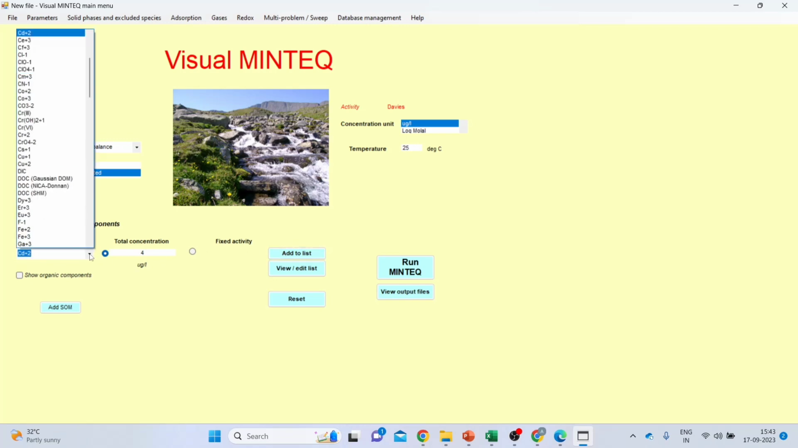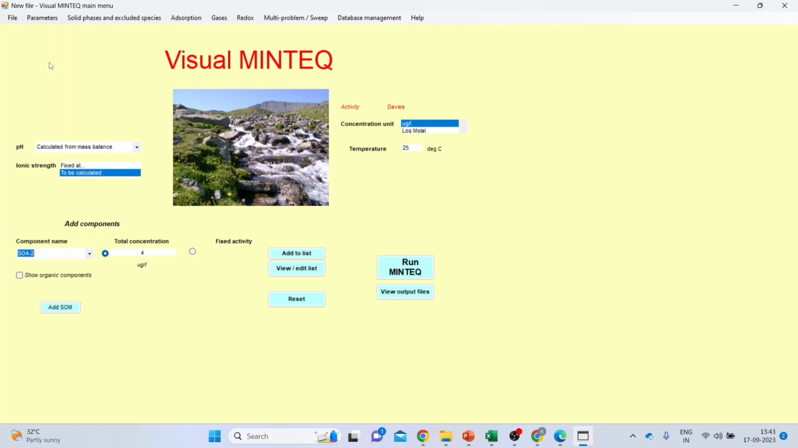Next we have been given sulfate. Okay, let's add this. So sulfate is 2710 milligrams per liter. So let's change the unit to milligrams. It is 2710 milligrams per liter. Next we have chloride ion.